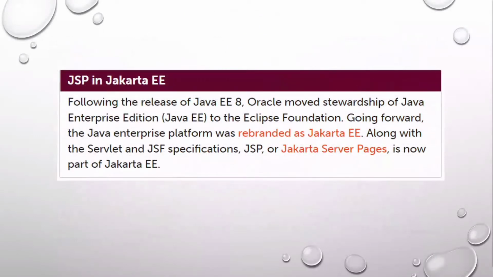JSP in Jakarta EE. Following the release of Java EE 8, Oracle moved stewardship of Java Enterprise Edition to the Eclipse Foundation. Going forward, the Java Enterprise platform was rebranded as Jakarta EE. Along with the servlet and JSF specifications, JSP, or Jakarta Server Pages, is now part of Jakarta EE.